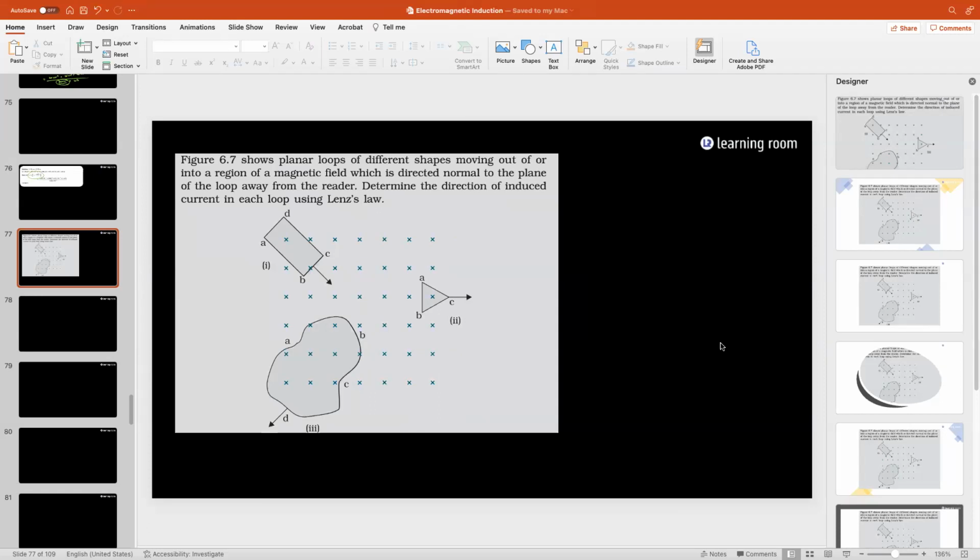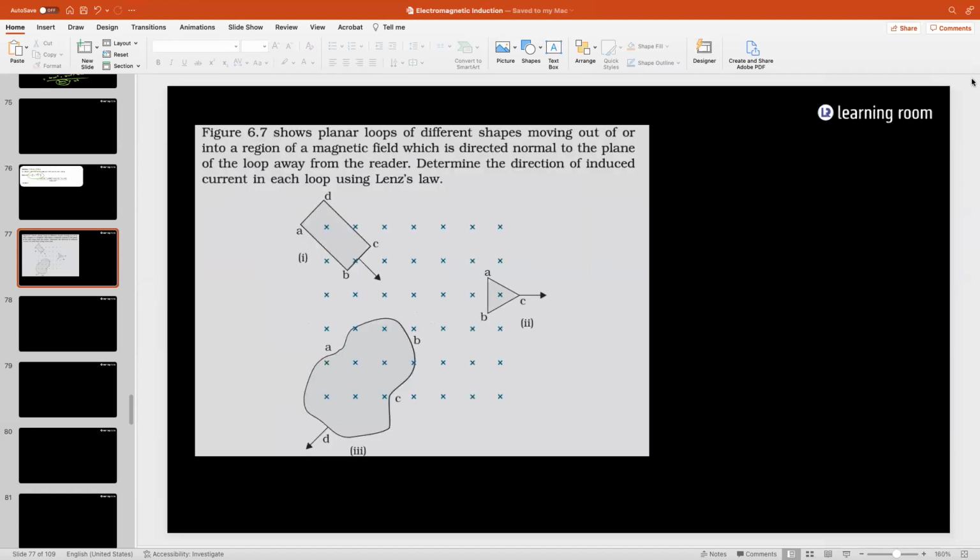So first of all, what does Lenz law speak about? Lenz law says that whenever there is a change in magnetic flux taking place, an EMF will get induced in such a way that it will always try to oppose the cause. Am I right? So it is going to oppose the cause. So when I say this, how do you apply the concept here?